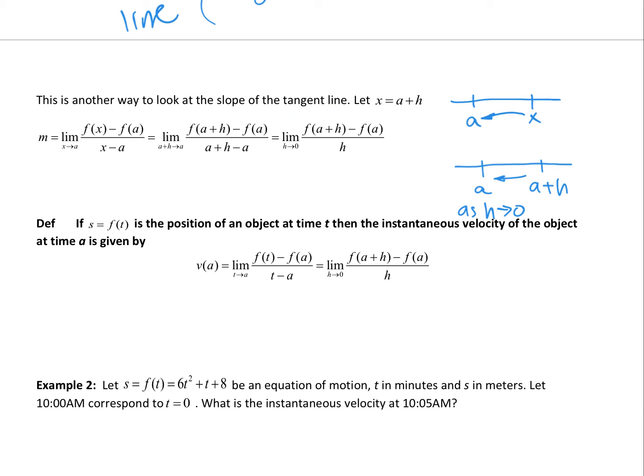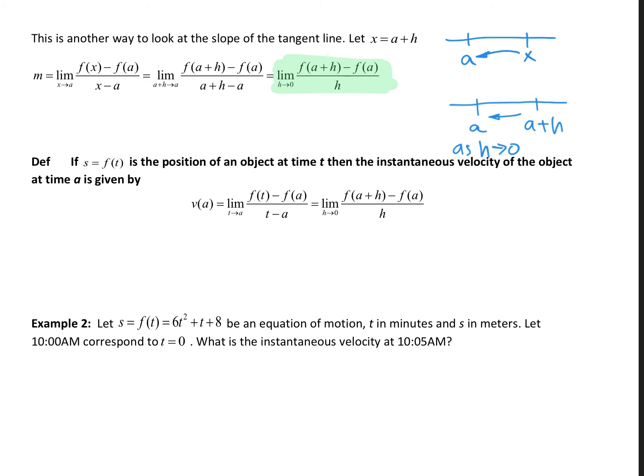Let me highlight it with green here. Sometimes this is more convenient to use. So when they ask you to find this limit, you can choose either this formula or this formula, and that should give you the exact same answer. All right, let's look at the next topic.